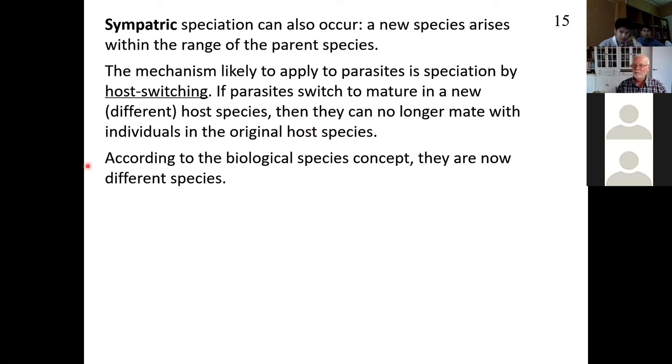So simply by moving into a different host species, the parasites in the new host species cannot meet and mate with the parasites in the original host species. So now they cannot interbreed. Already they are effectively separate species. Similar, closely related, but now in different hosts.